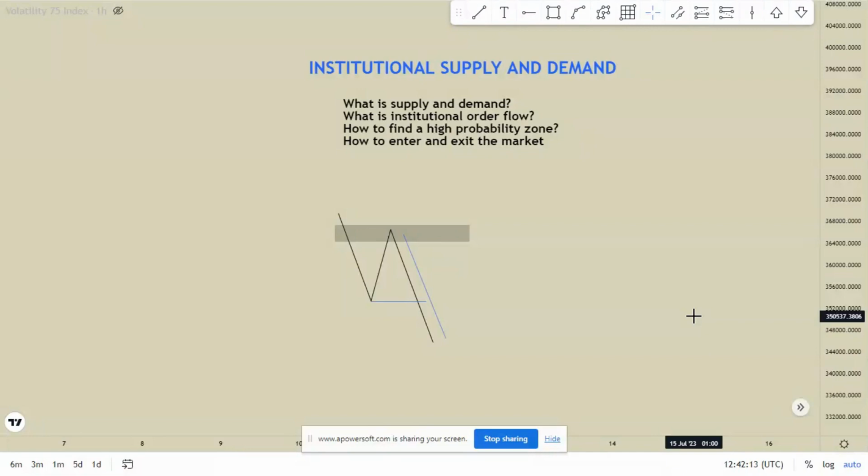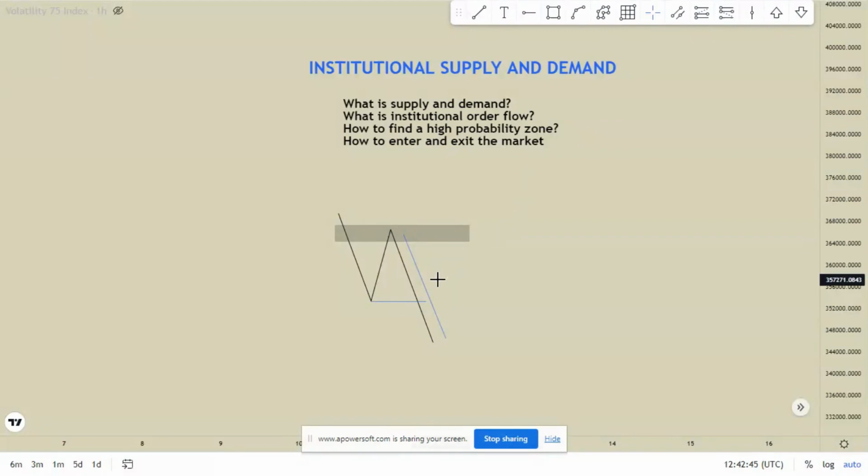So for the market to move from this point down here to this point up here, and then drop, they are what we call movers of the market. These are institutions. This is a very, very huge market. It requires a lot of money for it to move from this point to this point, and then move down. So I'm answering the part of what is supply and demand, and now we are bringing in the part of institutional order flow.